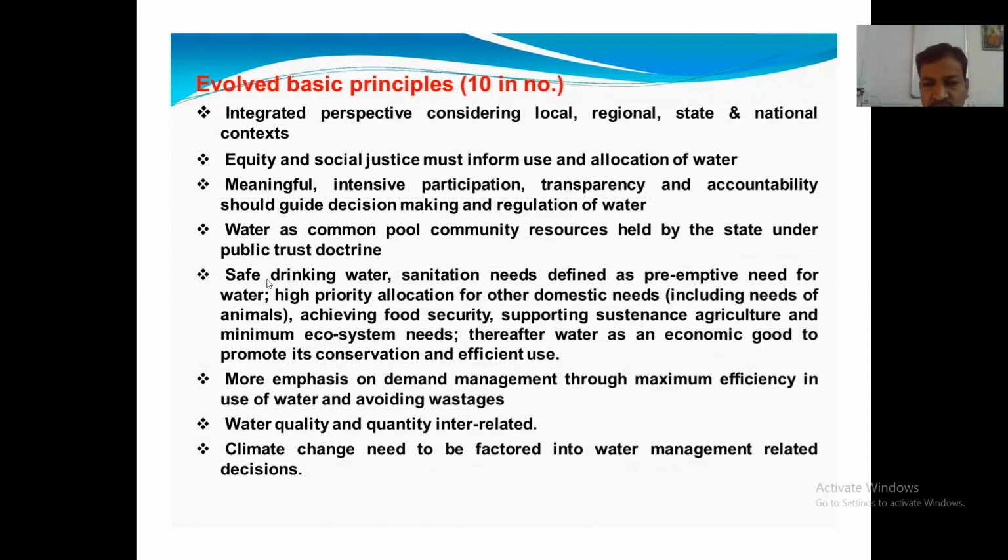So in forming this water policy, basic principles evolved in the making of this National Water Policy. These are 10 in number, 10 principles that are formed, that are identified.